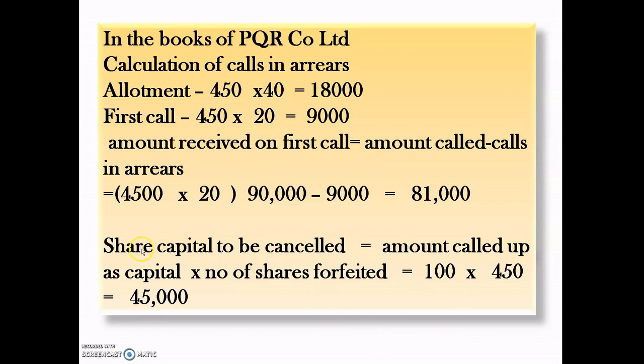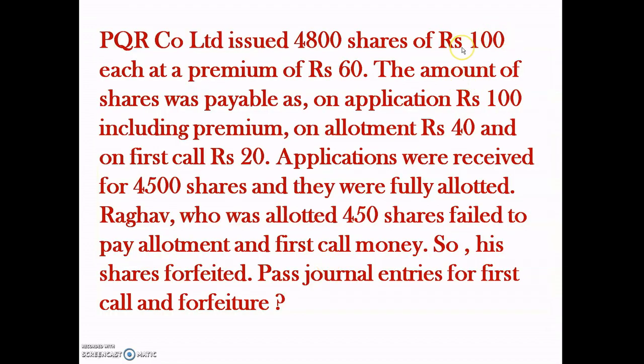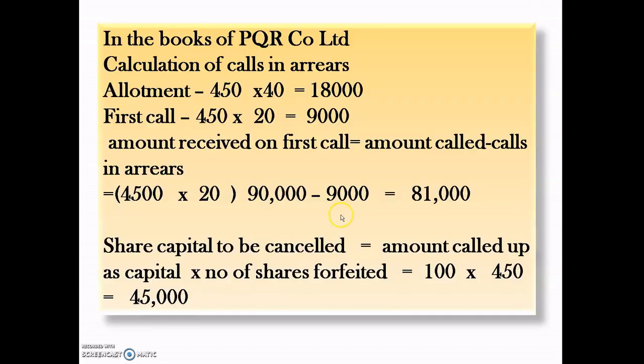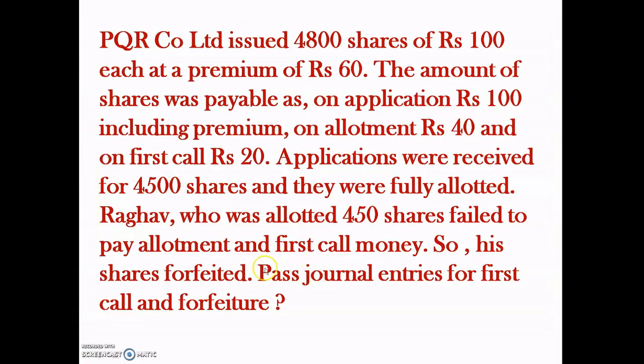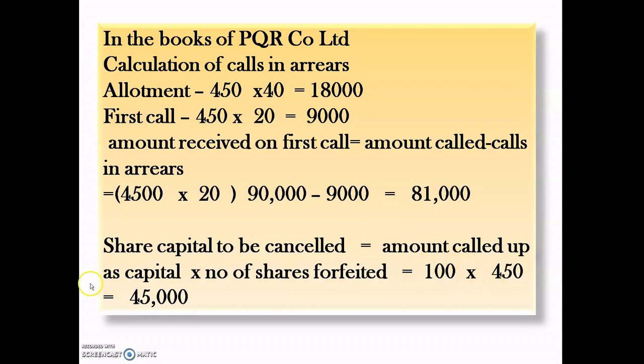Next, see here, share capital to be cancelled. How many shares are cancelled here? For that we have to calculate like this. Amount called up as capital here is 100, this one is the face value. Amount called up as capital is 100 and the number of shares forfeited, how many shares are forfeited here? See here, the number of shares forfeited is 450. Multiply both, it will come 45,000.